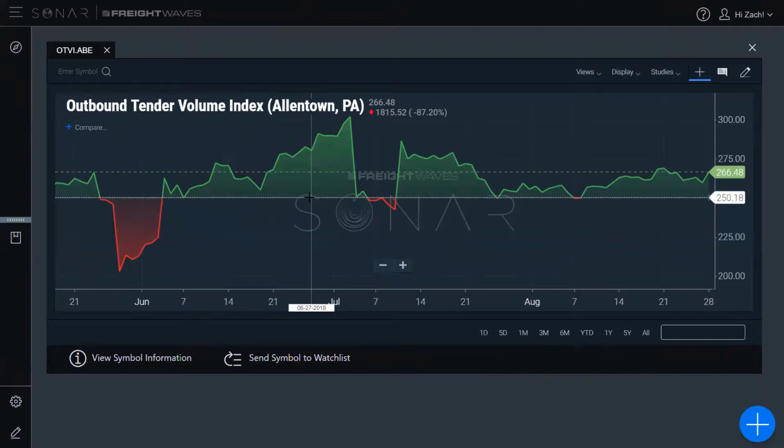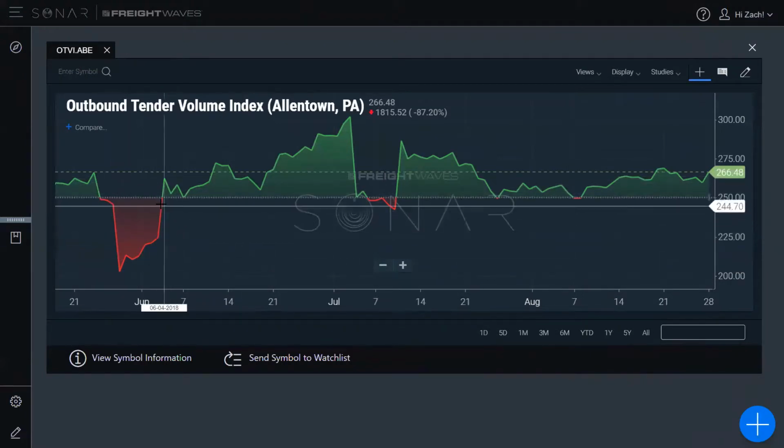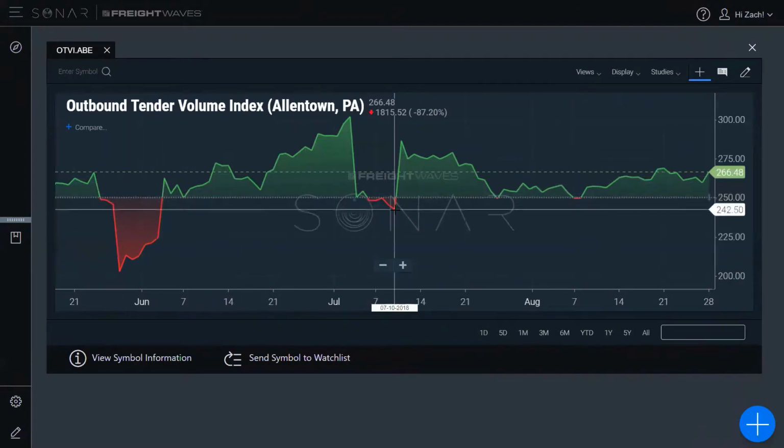But again, if I'm just trying to get a basic understanding of what the outbound tender volume index is in Allentown, Pennsylvania, because I don't deal with it very much, I essentially go back to this March 1st date to start there. And then this baseline figure highlights the regions that tell me where I'm experiencing less than average volume and higher than average volume.